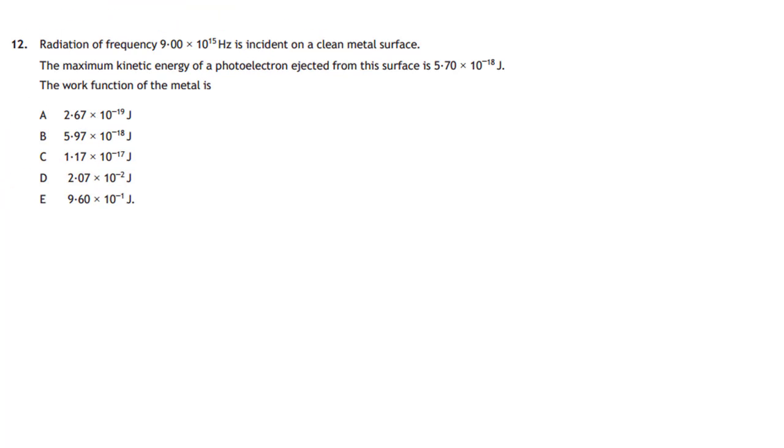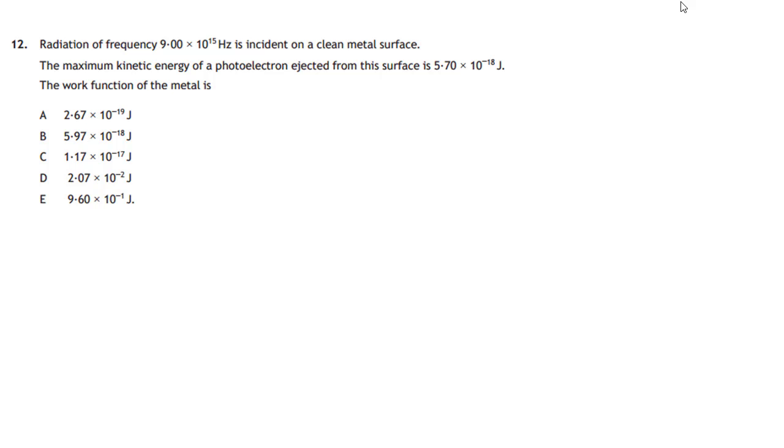Question 12 of the Higher Physics 2016 multiple choice paper is still on the photoelectric effect, and this question requires you to do a wee bit of calculation. We're told that radiation of frequency 9 times 10 to the power 15 Hz is incident on a clean metal surface. The maximum kinetic energy of the photoelectron ejected from the surface is given as 5.70 times 10 to the minus 18 joules. And we are required to find the work function of the metal.